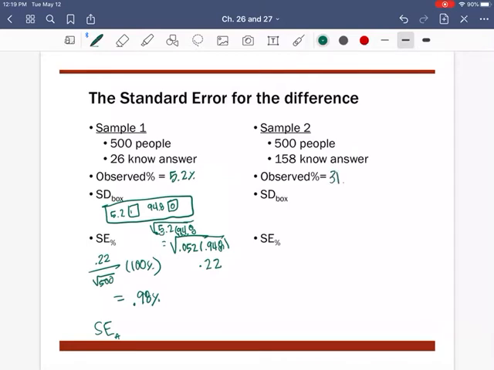Next, we need to find our standard error for sample B. So we got, what was it? 31.6%. And again, I got that by doing 158 divided by 500. So the standard deviation of the box, this time our box has 31.6% of people did know. So then the other part of 100%, 100 minus 31.6, so 68.4% did not know.